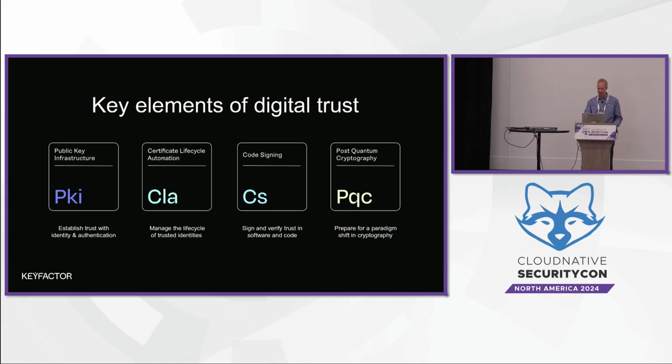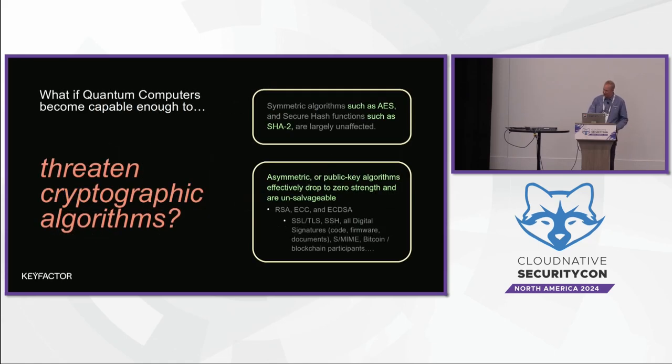Okay, not too many hands, so I'll give a really quick run through to start with. Quantum computers are something that's being developed globally by Google, nation states, etc. But a powerful enough quantum computer, which is called a cryptographically relevant quantum computer or a CRQC, would threaten the asymmetric cryptographic algorithms that we rely on today for everything, right?